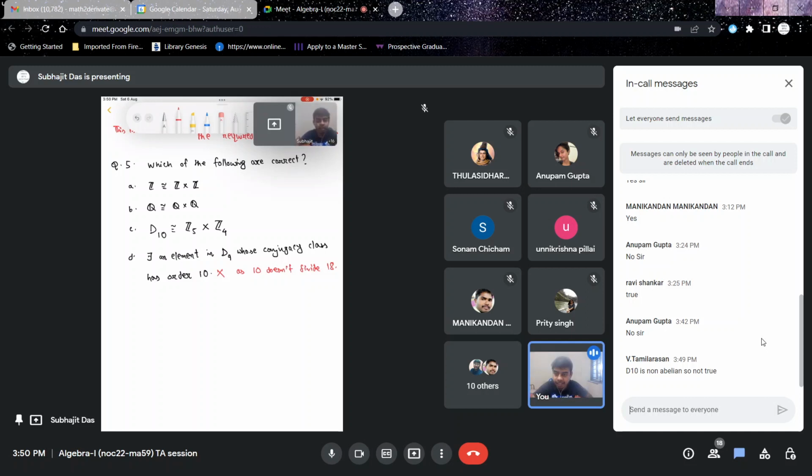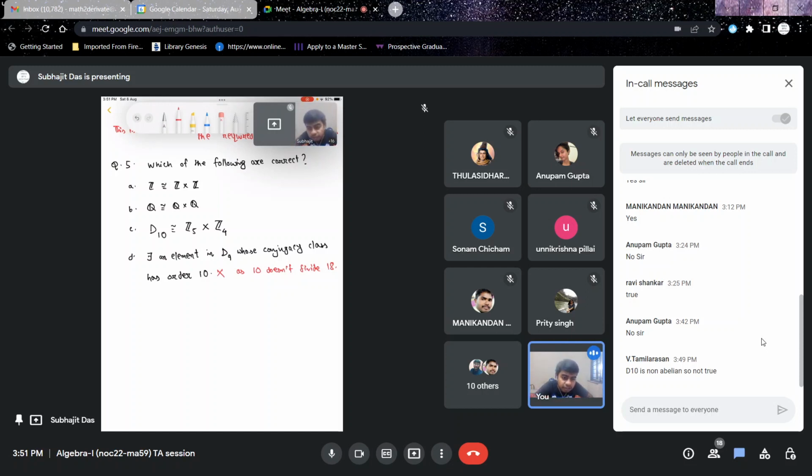Whatever you're saying, or Preeti was saying, I guess. Z5 and Z4 have elements of order 5 and 4, and D10 also has elements of order 5 and 4. Z5 cross Z4 has elements of order 5 and 4, and D10 also has the same. So that's not an argument, right? That doesn't imply that they will be isomorphic, even if they have the same cardinalities.